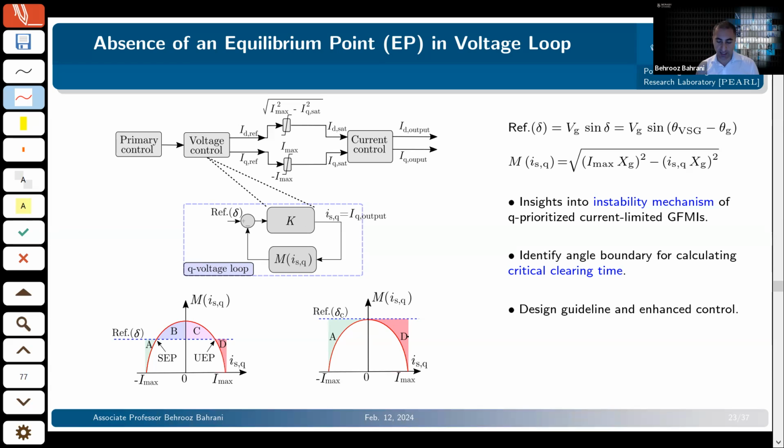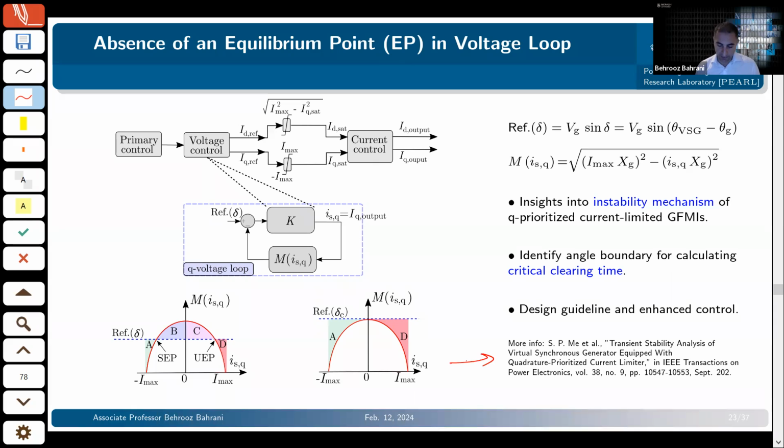And that insight can help you to apply certain enhancing control. I'll very briefly touch on that at the end of the presentation, how this can be used to make the system more robust with respect to faults. More information about this particular phenomenon can be found in this letter that was published, I think, 2023.